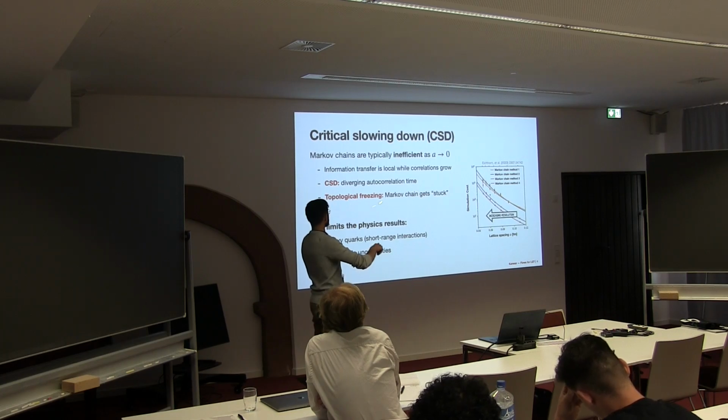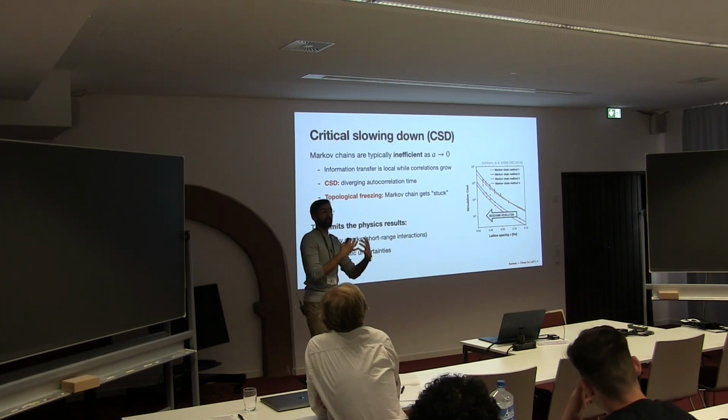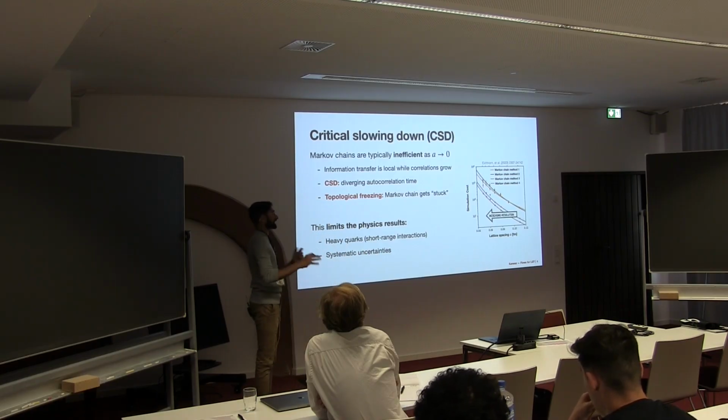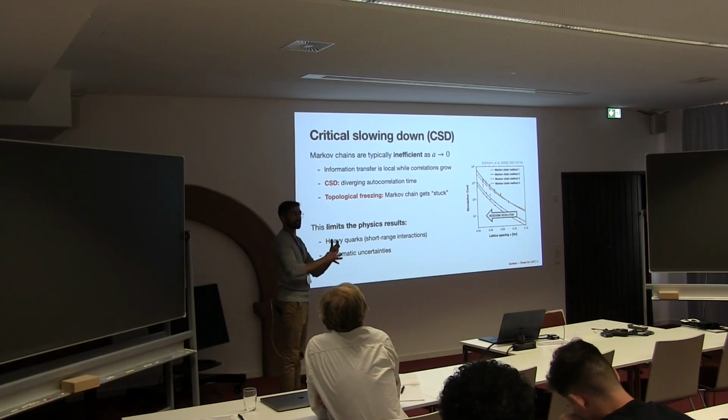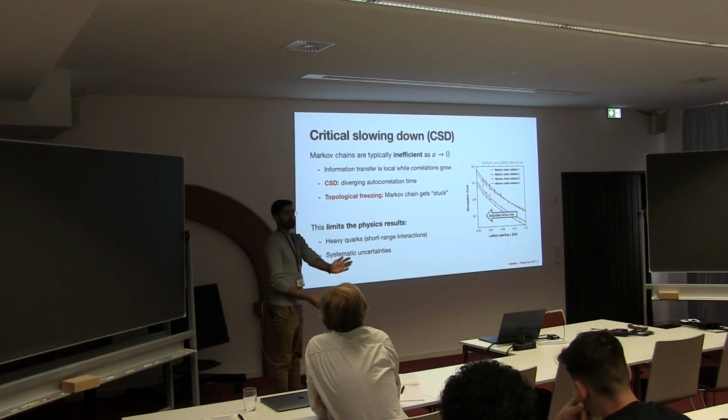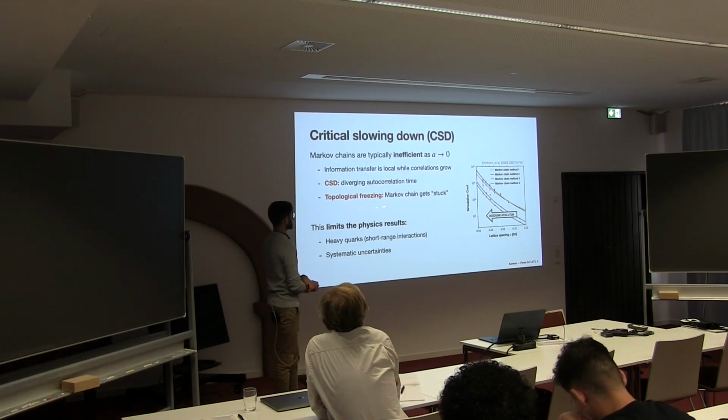There's also this related notion of topological freezing when you have, say, different topological sectors or vacua of a broken symmetry, wherein this Markov chain, because it is locally updating the field, tends to get stuck near specific minima and takes a long time to tunnel. And this is a related but distinct notion.